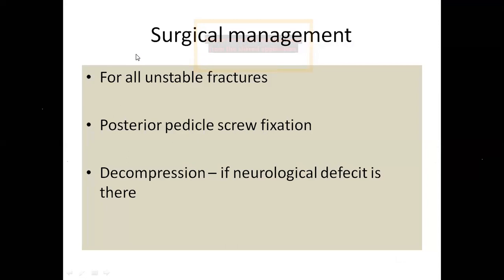Surgical management is for all unstable fractures. Look at the LIC score. If it is more than or equal to 5, or for unstable fractures, we should do surgery. So what surgery? Usually we do posterior pedicle screw fixation. So the pedicle screw is such a wonderful instrument. It can have hold of all three columns. We put the pedicle screw from the posterior aspect. It goes into the pedicle and also goes till the anterior part of the vertebral column. So this pedicle screw will hold the posterior column, middle column and anterior column. So this is a wonderful instrument and we can stabilize the unstable fracture with these pedicle screws.